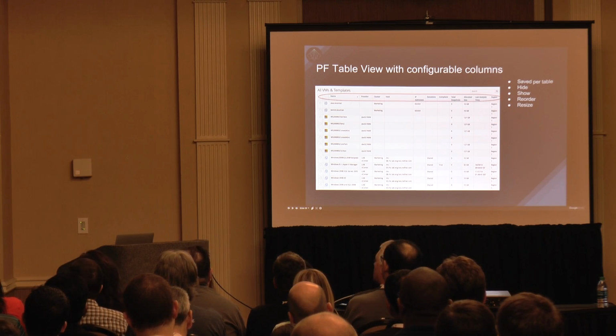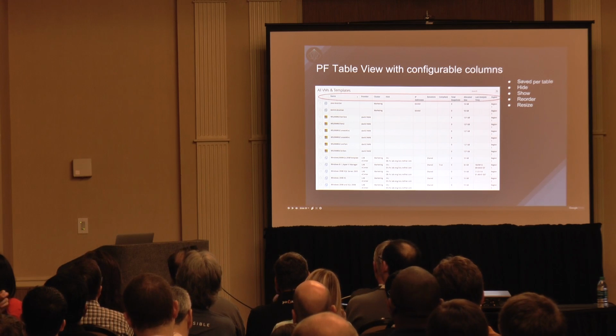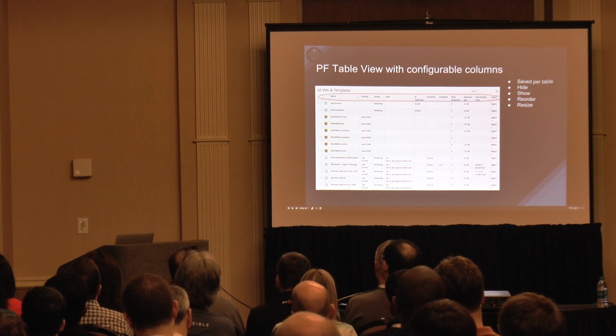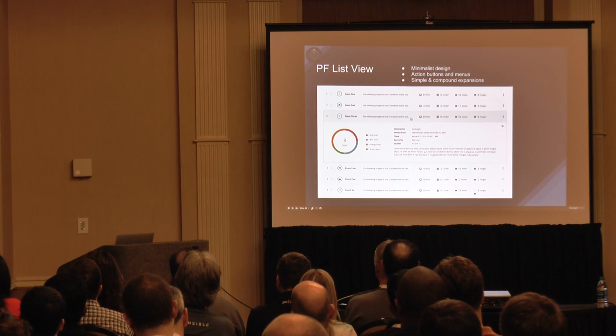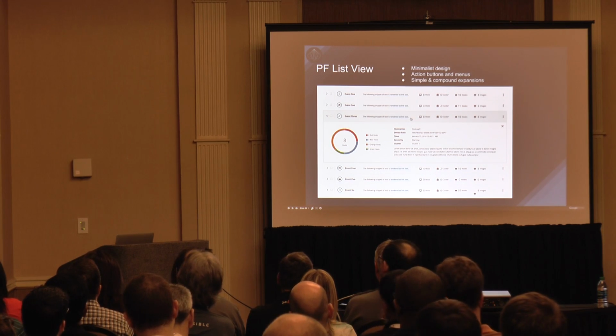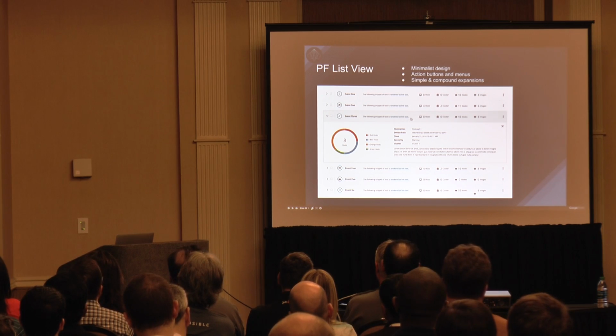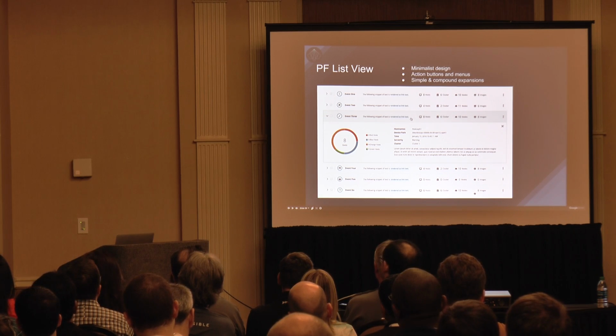And Patternfly is working on resizable columns right now. So that's a feature we had before with DHTMLX, and we'll be bringing it back. List view, we currently have this in the self-service UI. We're looking to bring it in as an alternate view to the table view. It's got a minimalist design. It allows for action buttons and action menus, and simple and compound expansions.